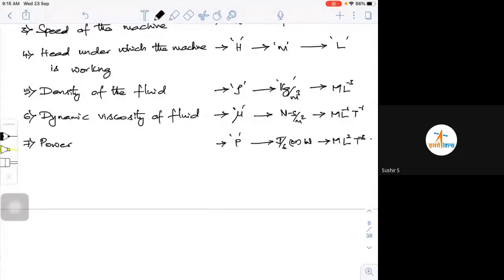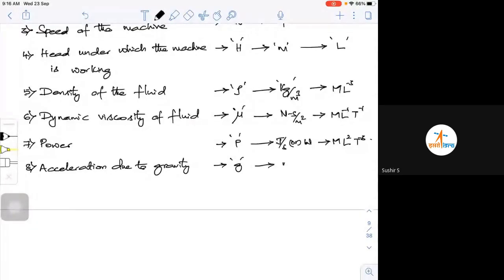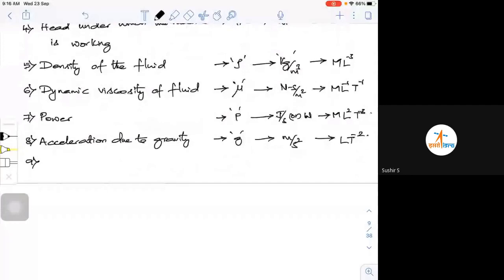Other than this, I have to look into two more parameters, even though they are not that significant in our turbo machine, but still we have to consider. One such parameter is your acceleration due to gravity, that is g. The unit is meters per second square, and it is L T to the power of minus 2. And I have one more parameter, which is your coefficient of velocity or Young's modulus.